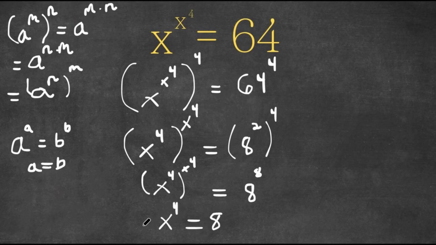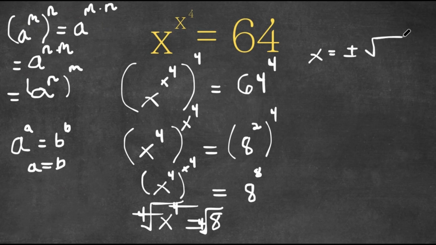So now to cancel this power out, I'm actually going to take the root of 4 on both sides. So now these two cancel out, and I'm left with x is equal to positive or negative square root of, sorry, not square root, root 4 of 8.